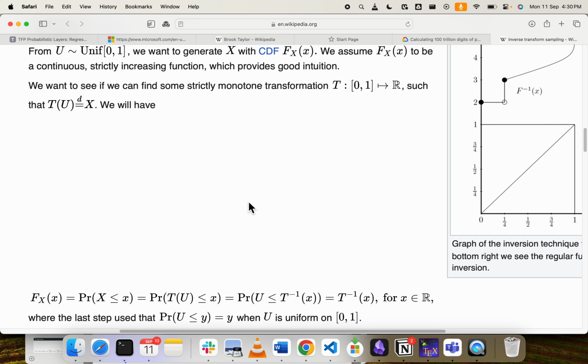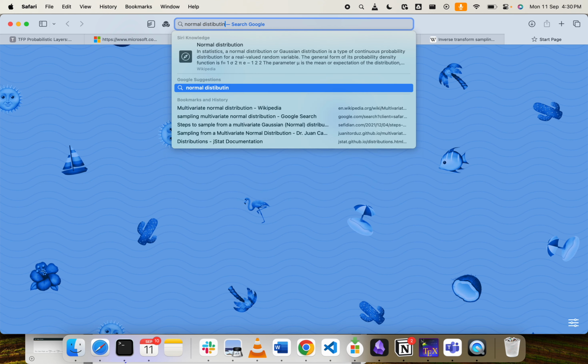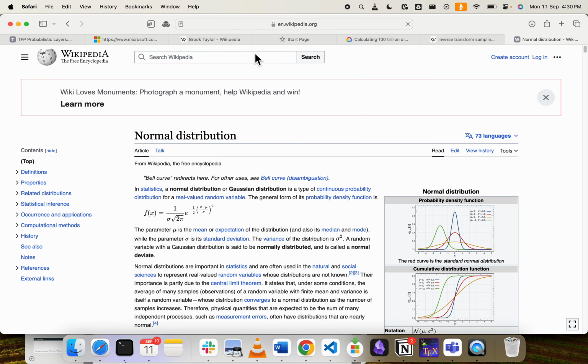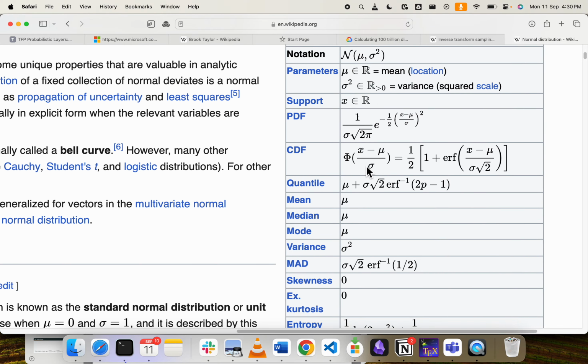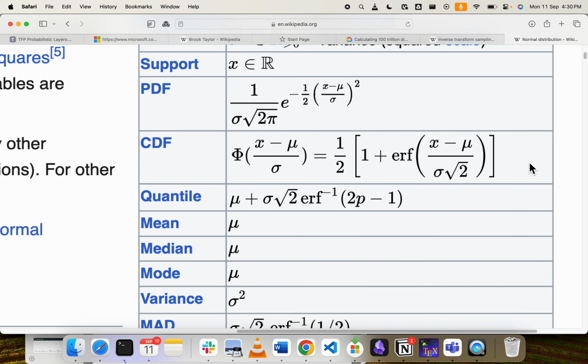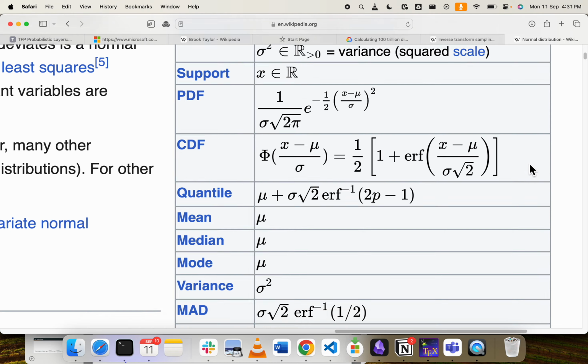Do we know the CDF for the normal distribution? Yes. Not exactly. There is an error. So the CDF is defined in terms of some error function, which is itself not easy to compute. Right? For many distributions, the CDFs may not be very easy to compute. If we can't compute the CDF, we can't compute the inverse CDF also. Right?